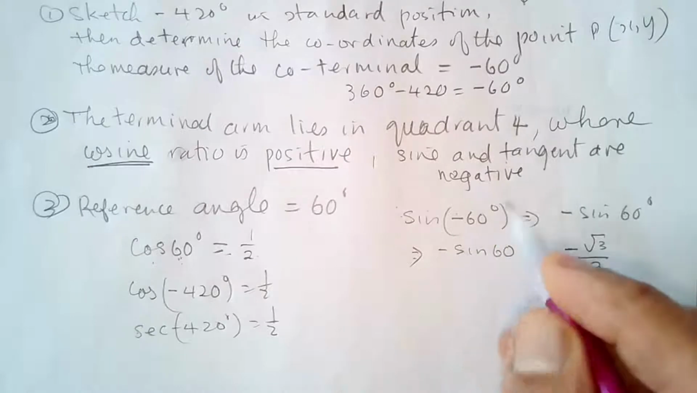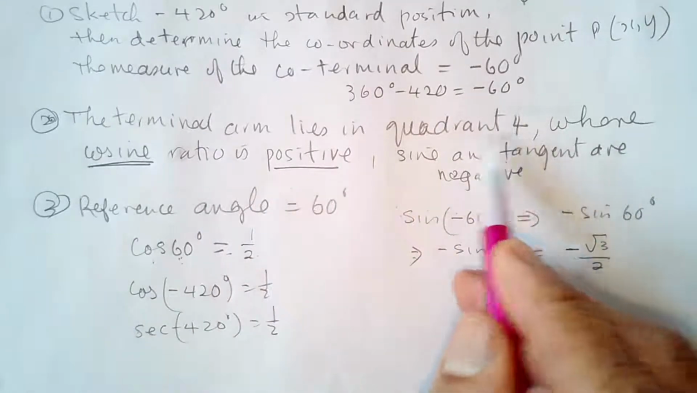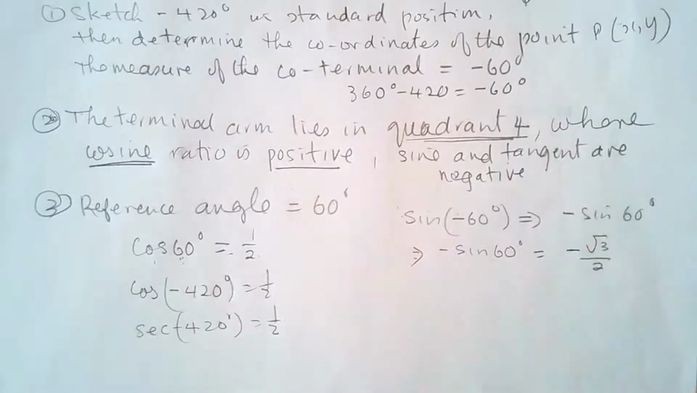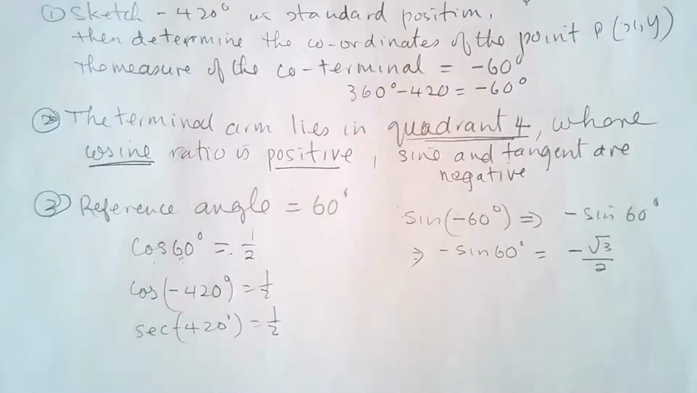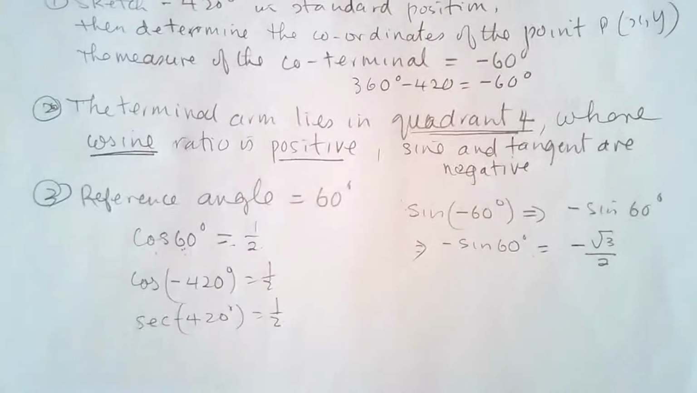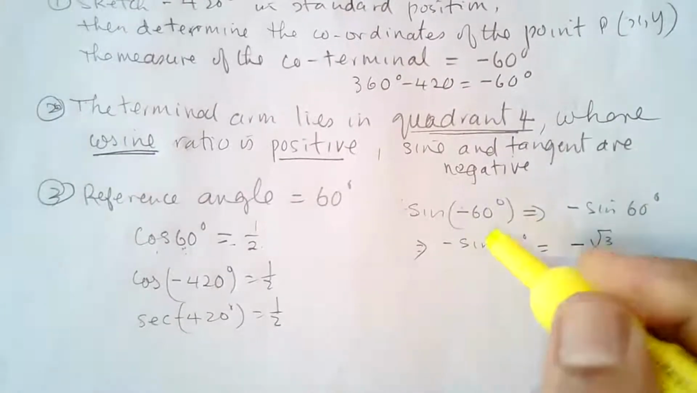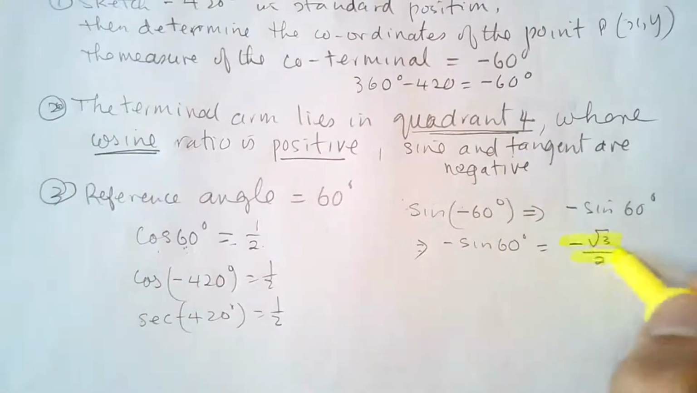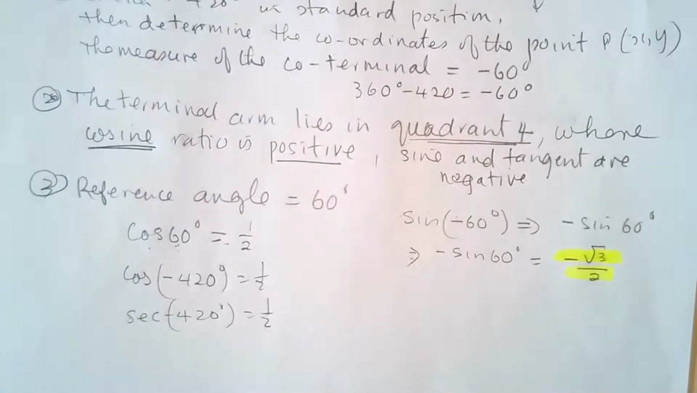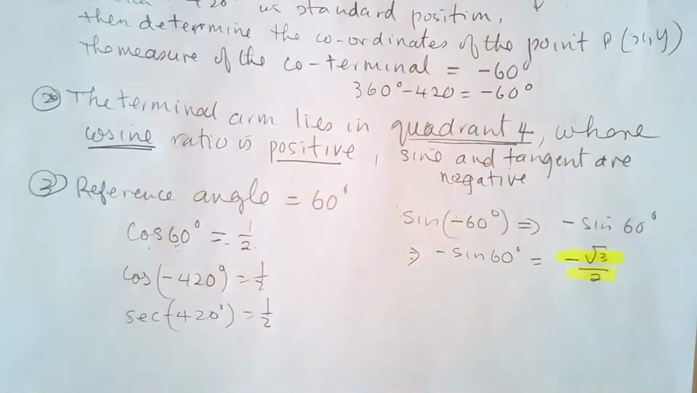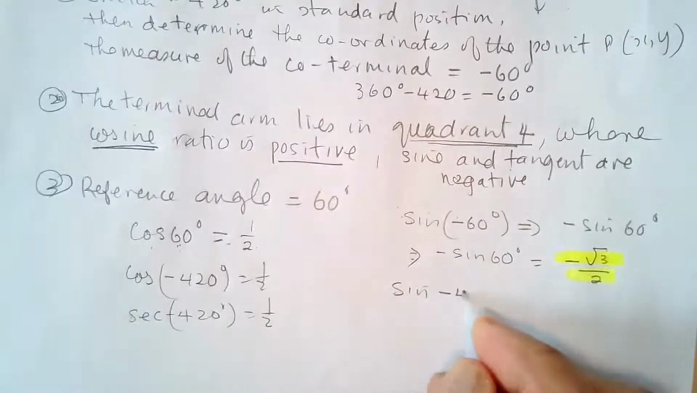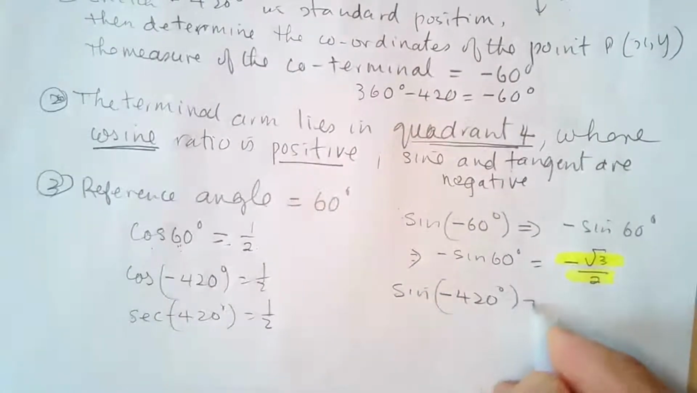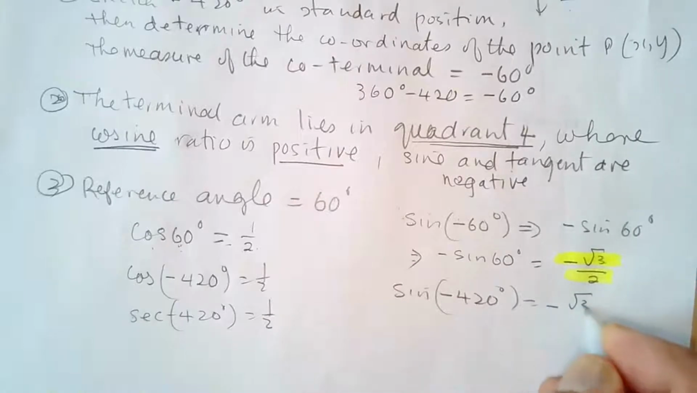Sine is important because they're in quadrant 4. And quadrant 4 tells me that the sine, and also the tangent, will be negative. So now we can write this as sine negative 420 degrees is equal to negative root 3 over 2.